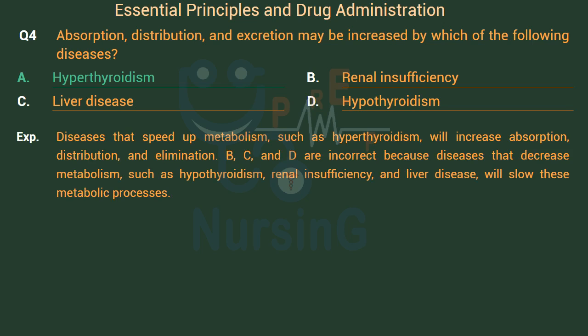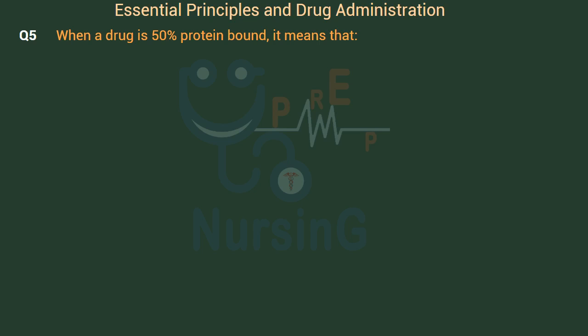Hypothyroidism. Diseases that speed up metabolism, such as hypothyroidism, will increase absorption, distribution, and elimination. B, C, and D are incorrect because diseases that decrease metabolism, such as hypothyroidism, renal insufficiency, and liver disease, will slow these metabolic processes.